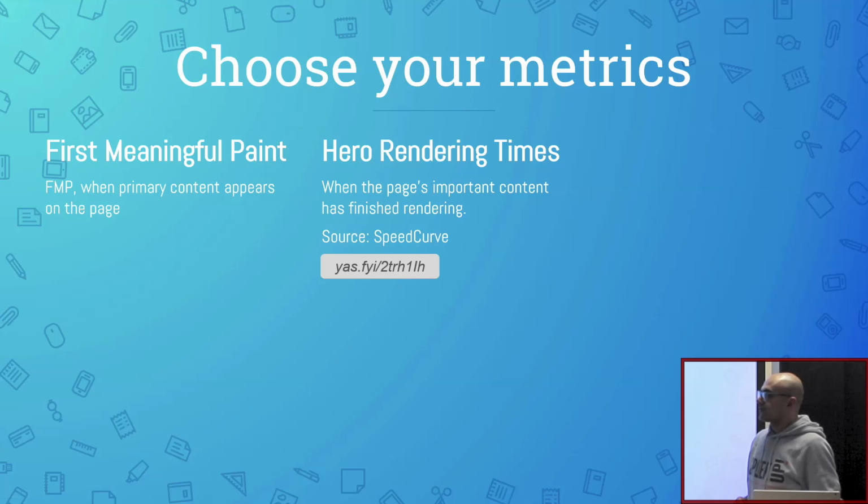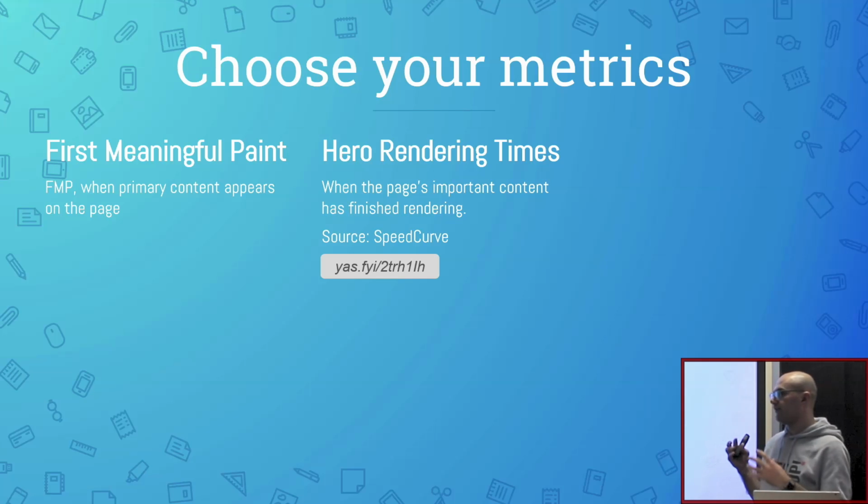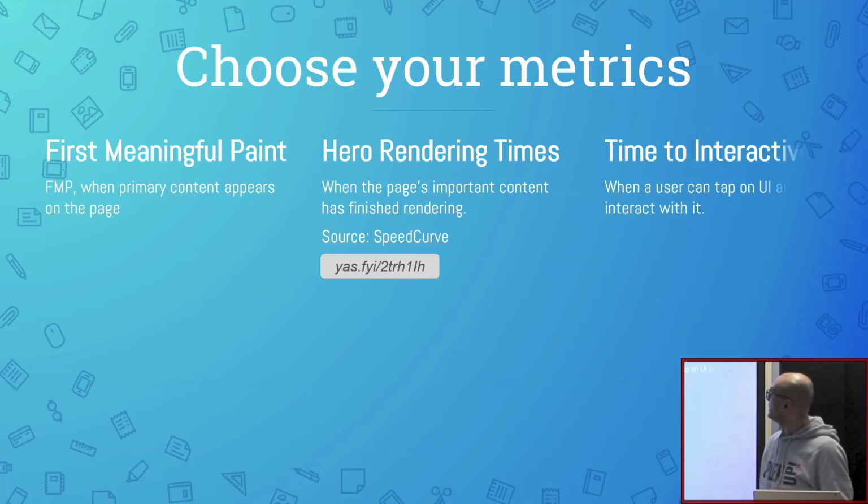Hero rendering times. This is my favorite. Every website has different hero items on the page. Some of them, like let's say news advertisement, they have titles. Some might have images. Twitter would have the first tweet. Anything that would be very important for the user to see in the first glance, that would be the hero item. So the time that your hero items appear on the page is this metric. If you want more information, you can just follow that link.